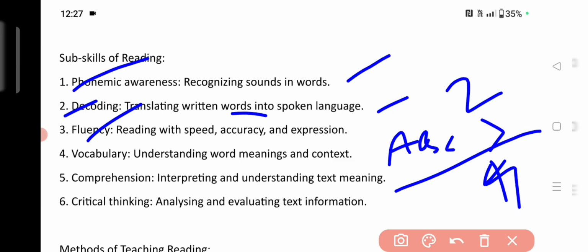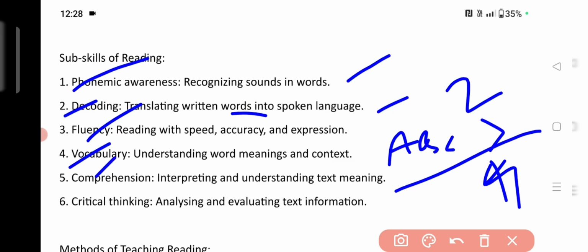And the next thing is vocabulary. Vocabulary is nothing but understanding the grammar, word meaning, and context and everything. Why the word? Here, if you observe, reading with speed. With is here the grammatical word, right? With, why is it combining two words, reading with speed, accuracy, and expression. So every sentence requires a grammatical word. You need to understand each and everything, right?